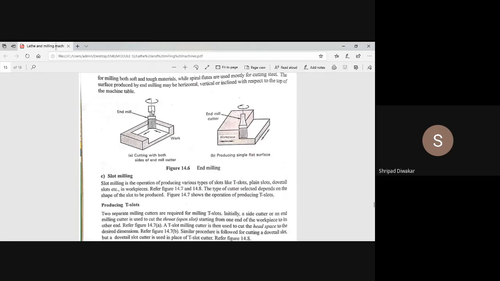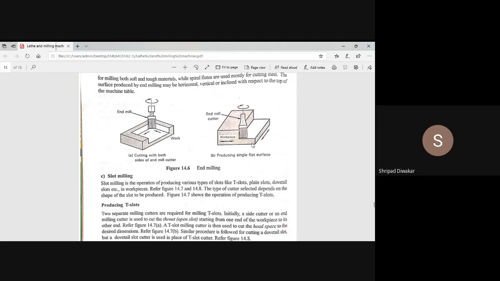You see the arbor, and the arbor is fixed to the spindle. When the spindle rotates, the end mill also rotates, and the workpiece moves. Here you see the direction of the workpiece. As the workpiece moves, the end mill is inserted into the workpiece, thereby removing the material. So by using the end mill, we can generate pockets, slots, grooves, etc. in the case of end milling.